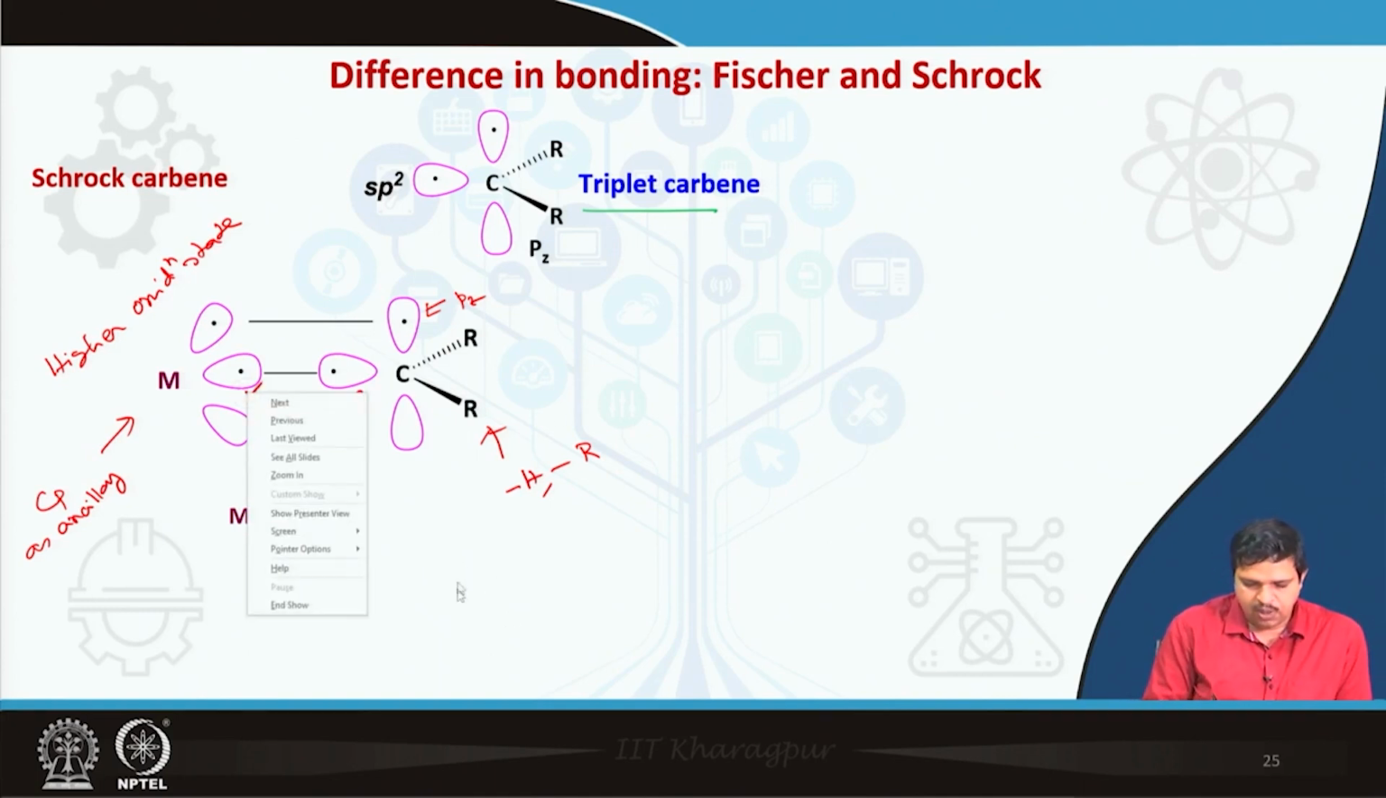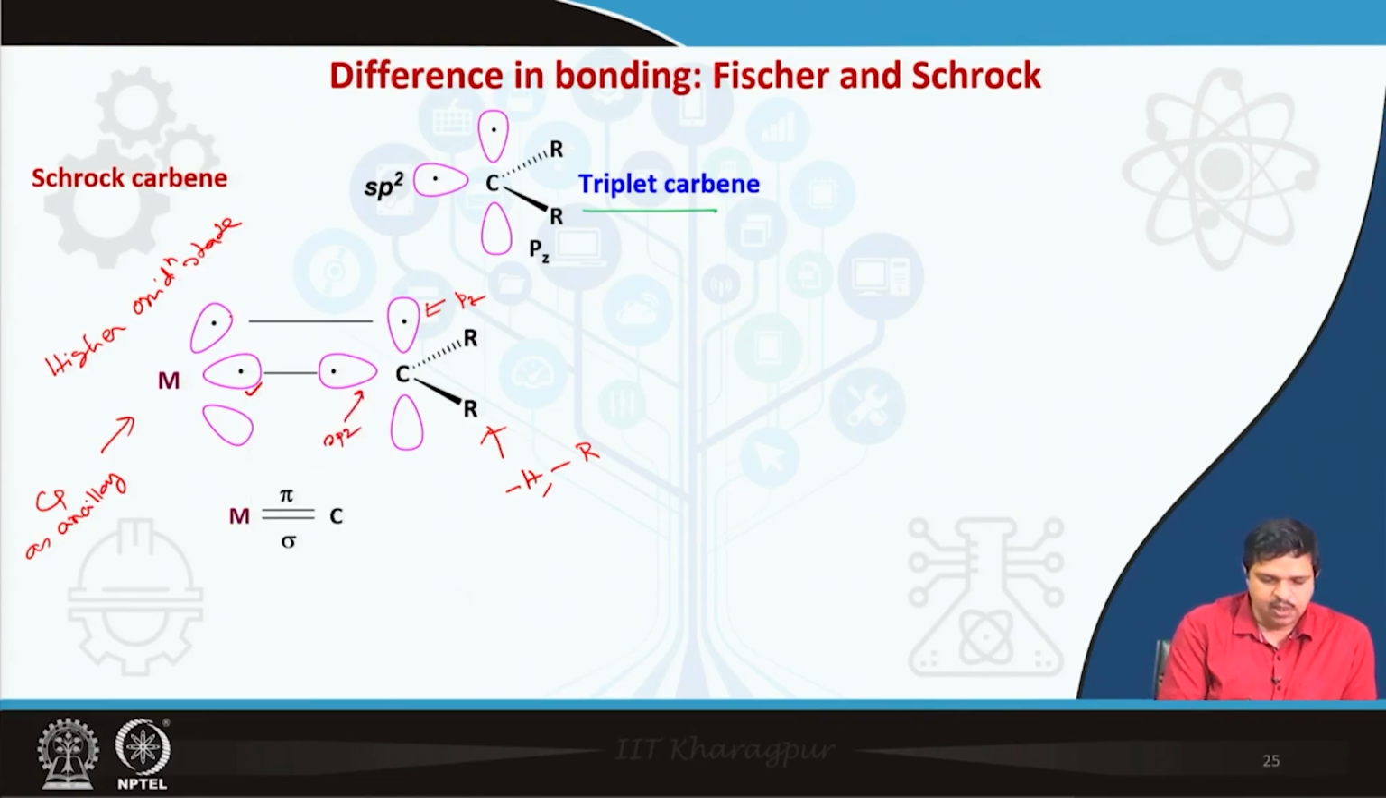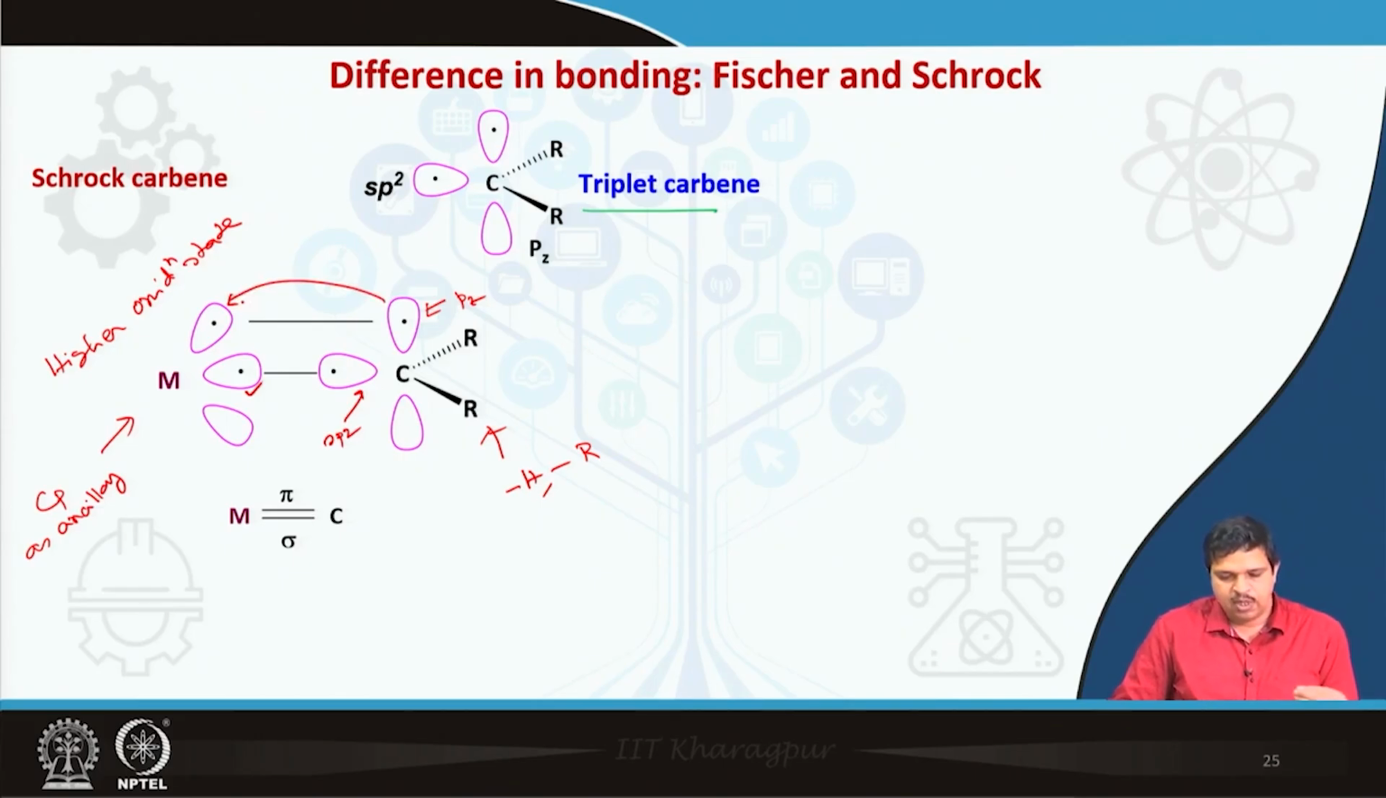Okay. Now in the pz you see the d pi orbitals. If there is one electron, two unpaired electrons on the metal center, one in the d sigma and one in the d pi, then this is the best fit for the Schrock carbene complexes if you have the triplet carbene. So this is pz and pz. So here you will see that there is a bond between the metal and carbon, a formal covalent bond.